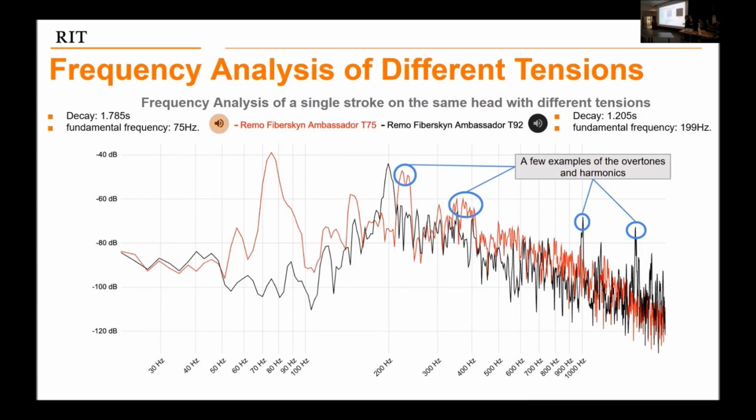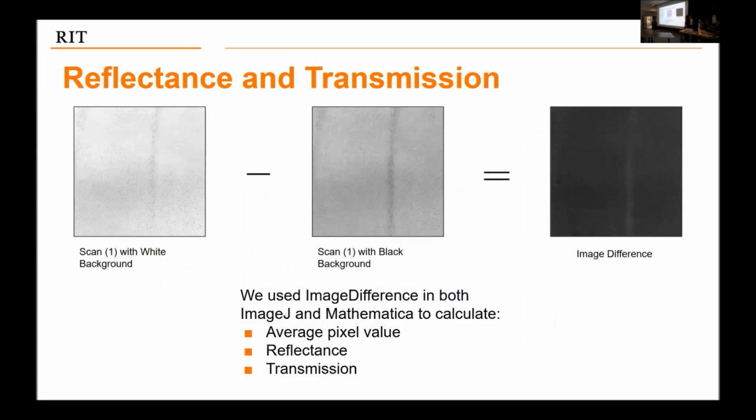So I'm going to pass it over to Liam, and he's going to talk about reflectance and transmission. So in terms of the imaging techniques that we've been exploring, the first one I'll be talking about is using reflectance to calculate the transmission of the drum head. For this method, we're using a flatbed film scanner with a white background and a black background. And then when you take the image difference between those 2 scans, you're left with a good approximation of the transmission.